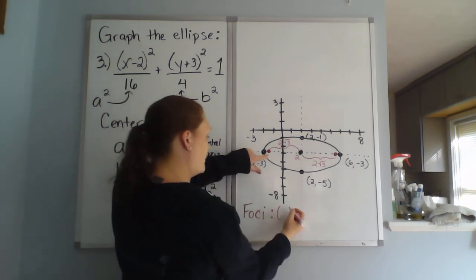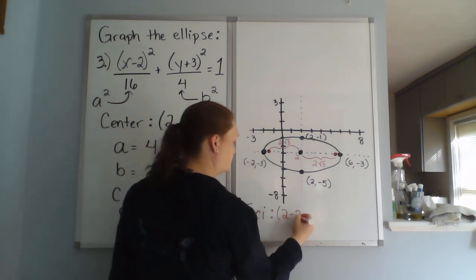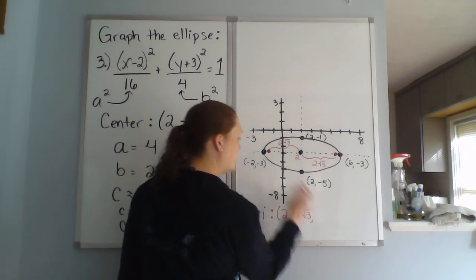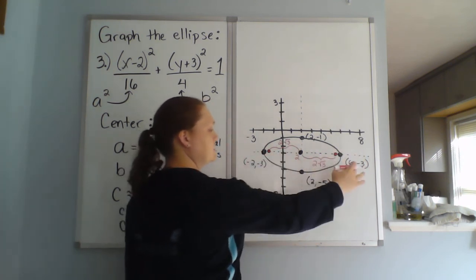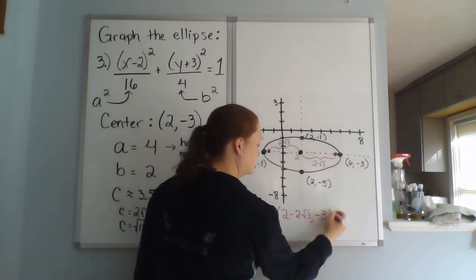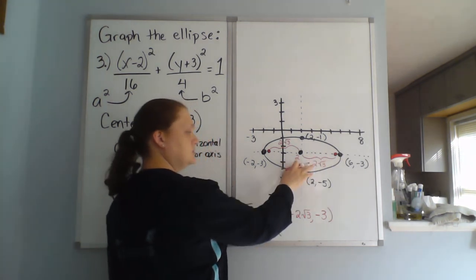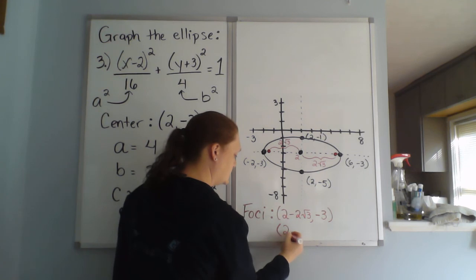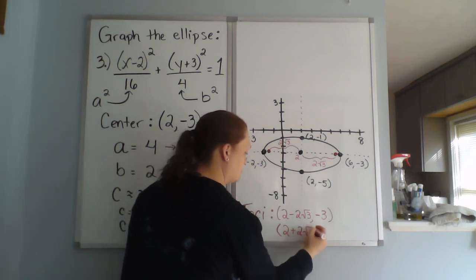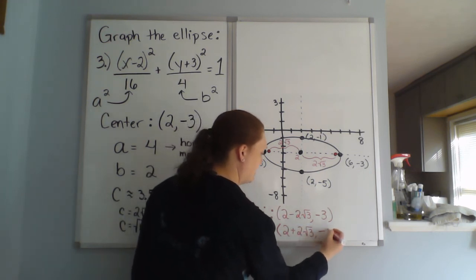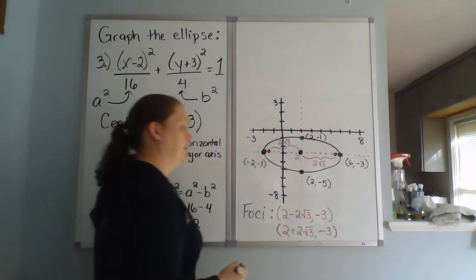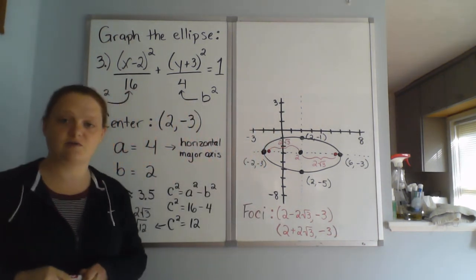So I'm starting at 2 and I'm going left this much to get to this point. So the point on the left is 2 minus the 2 square root 3 distance. The y value for this axis was negative 3 throughout. And then for the other one, I'm starting at 2, I'm going right 2 square root of 3. So I'm doing 2 plus 2 square root 3. And again, the y value stays consistently at negative 3. All right, so there are the foci for that particular ellipse.